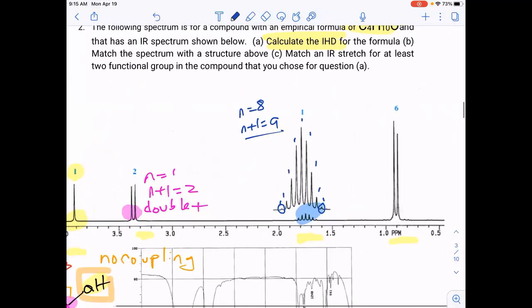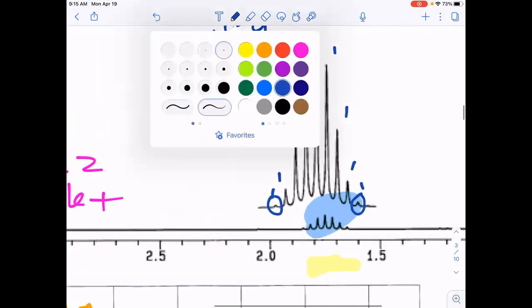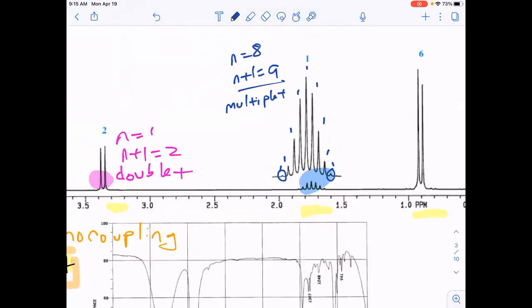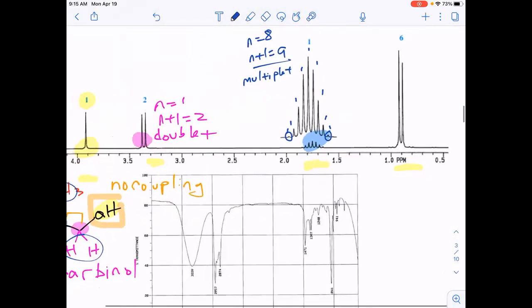So we're just going to call this a multiplet and not a nonette. That just sounds dumb to me. We'll call that a multiplet. All right. Any questions?